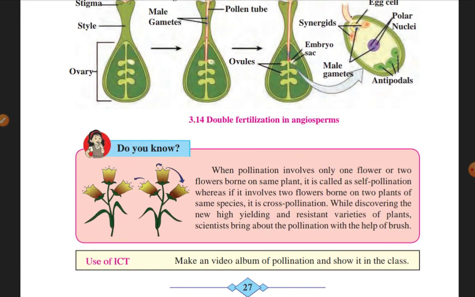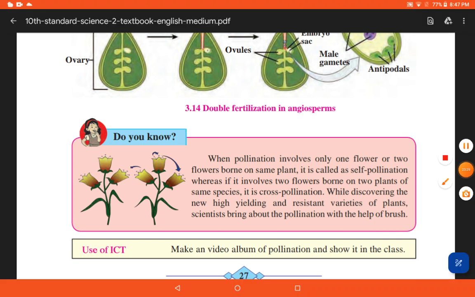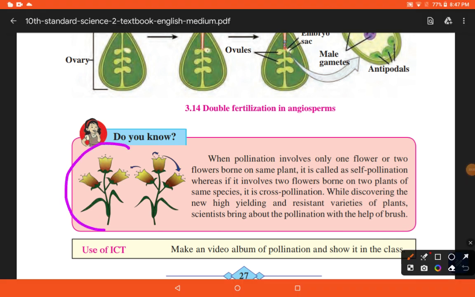Okay, let's see this one. So when pollination takes place in the same flower, let's say from this or this, we call it self-pollination. But if it takes place, let's say from here to here, of the same species, plants are of the same species, right? And they are pollinating, a cross is present between them, so we call it cross-pollination. Okay, so because of that cross-pollination only, we are able to discover new high-yielding and resistant varieties of plants, right?